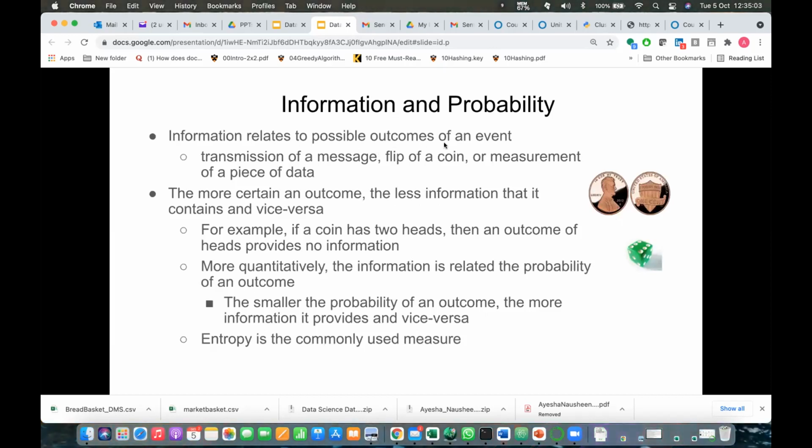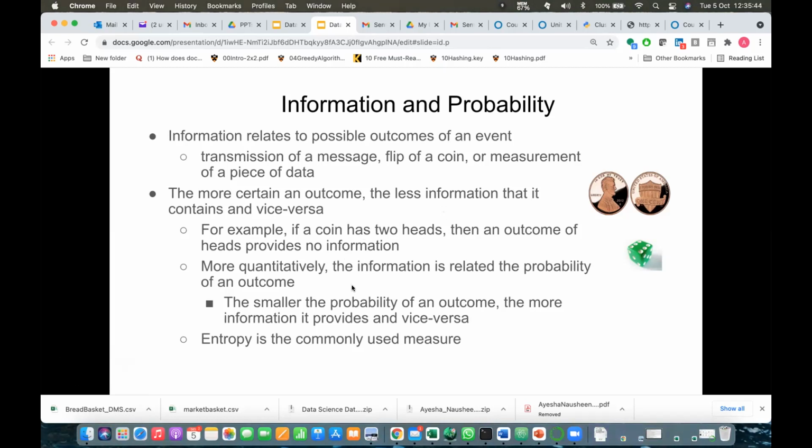Information relates to possible outcomes of an event: transmission of a message, flip of a coin, or measurement of a piece of data. The more certain an outcome, the less information it contains, and vice versa. If it is more certain, there is not much information. For example, if a coin has two heads, then an outcome of heads provides no information, because you will always find heads. It is not bringing any new information.